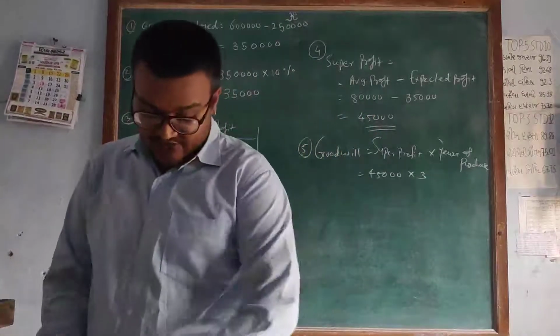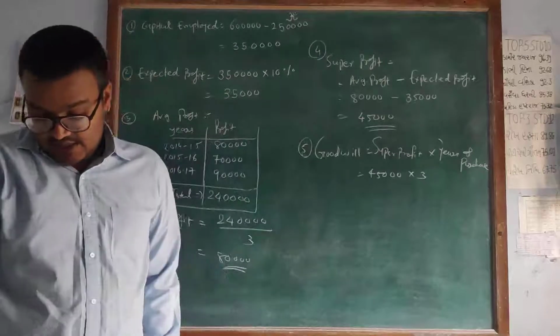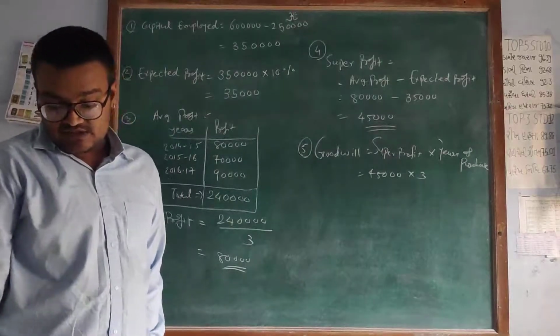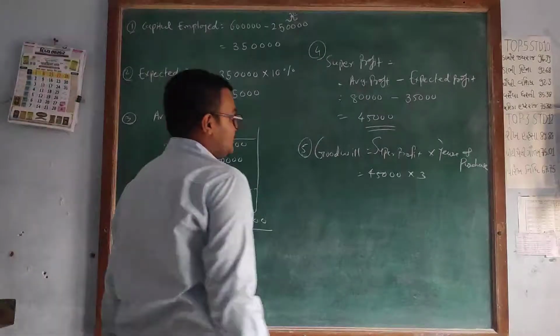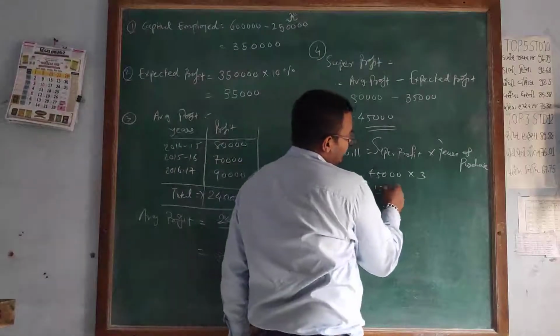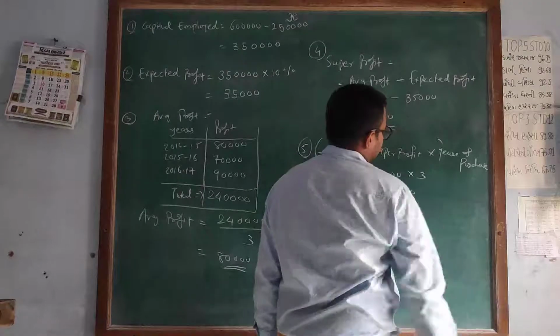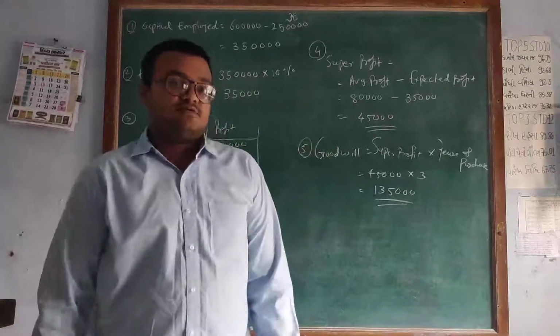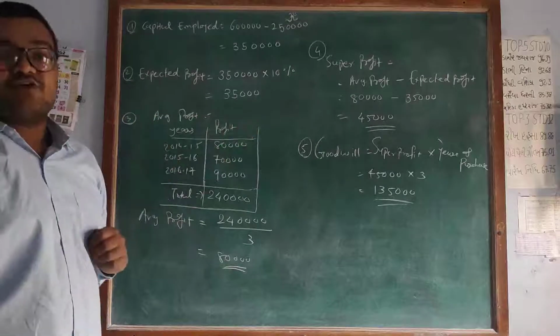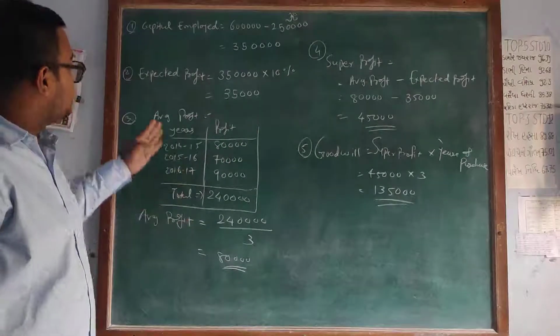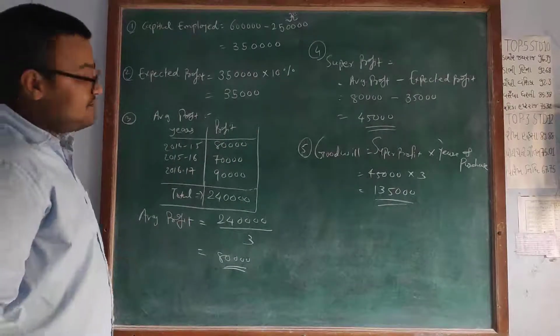Page number 105, in the last line you can see: determine the value of goodwill on the basis of 3 years purchase. So multiply by 3 and the answer will be 1,35,000. So that is our super profit method. Friends, this is sum number 8.